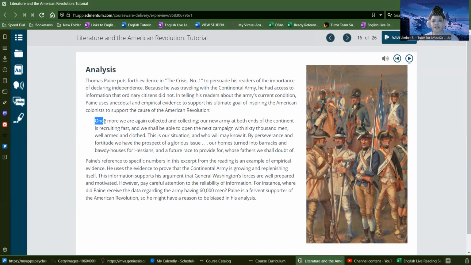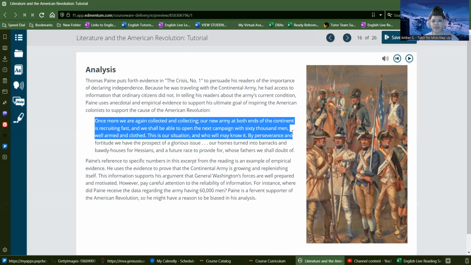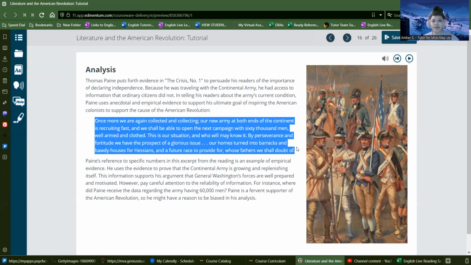And this is that last section that we just read where he's explaining here's the alternatives, right? The glorious issue, homes turned into barracks and bodyhouses. Bodyhouses just means like temporary shanty towns. I'm sorry, I didn't go over that earlier. So basically temporary housing for soldiers.